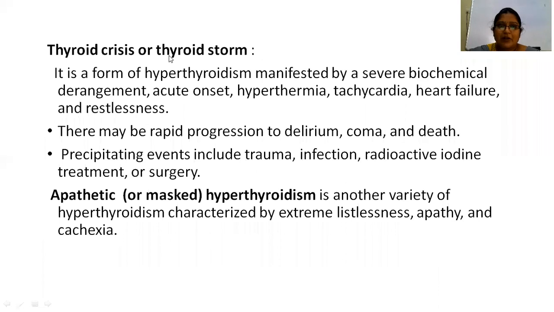Then coming to thyroid crisis or thyroid storm. It's a form of hyperthyroidism manifested by severe biochemical derangements with acute onset of hyperthermia, tachycardia, heart failure, and restlessness. There may be rapid progression to delirium, coma, and death. Precipitating events include trauma, infection, radioactive iodine treatment, or surgery. Then apathetic or masked hyperthyroidism is another variety, presenting with extreme listlessness, apathy, and cachexia.